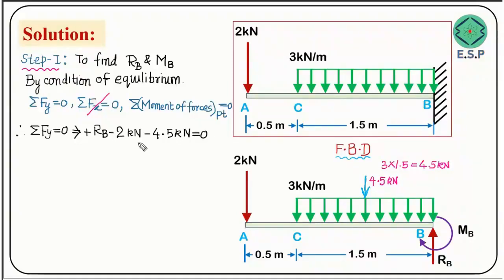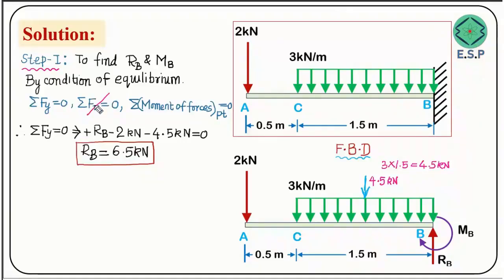So I shall bring this and this term towards right. So I'll be getting RB equals 2 and 4.5, that is 6.5 kilonewton. It's very simple to understand that all the upward forces must be equal to all the downward forces. So RB equal to 2 plus 4.5, that is 6.5 kilonewton. Straightforward. Now we have to also find out the moment reaction MB.